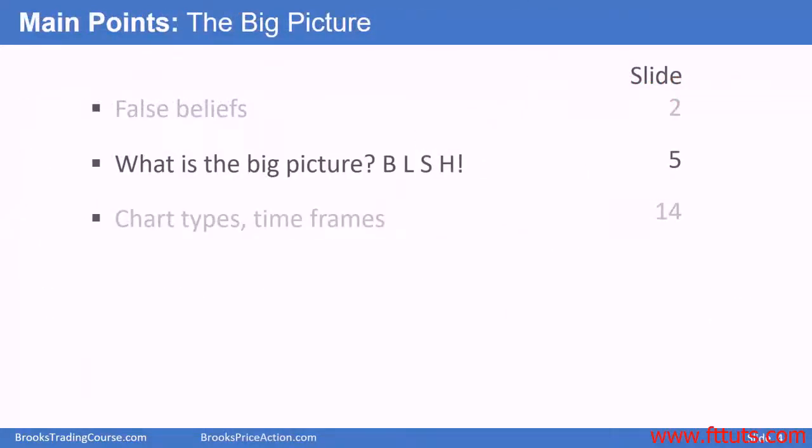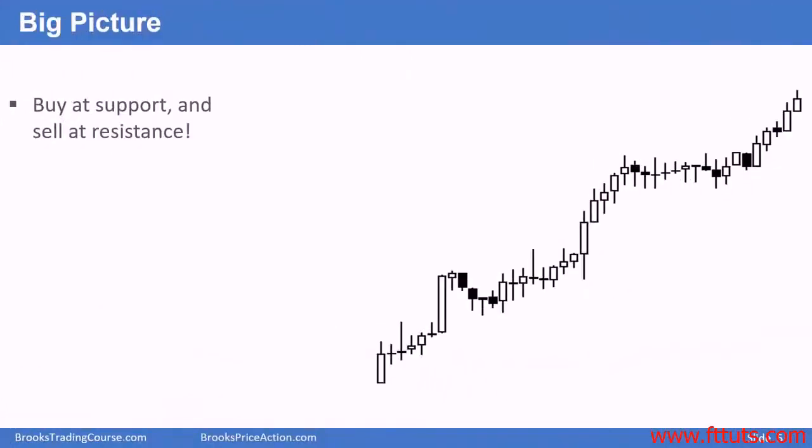What's the big picture in trading? You obviously want to buy low because you want to sell higher. And if you're shorting, you obviously want to sell high because you want to buy lower. One of the most important concepts in trading is that you want to be buying at support and selling at resistance. But look at this. There is no resistance here.